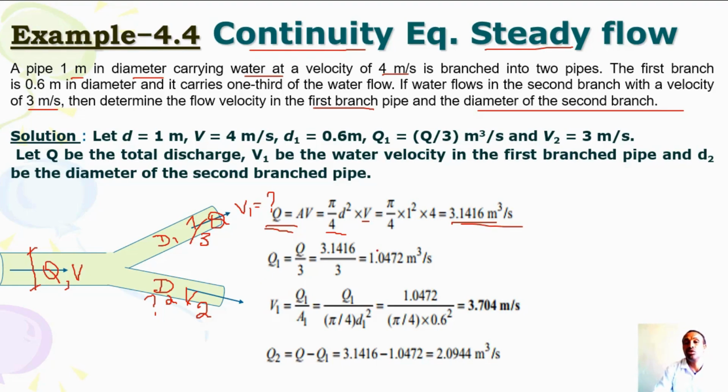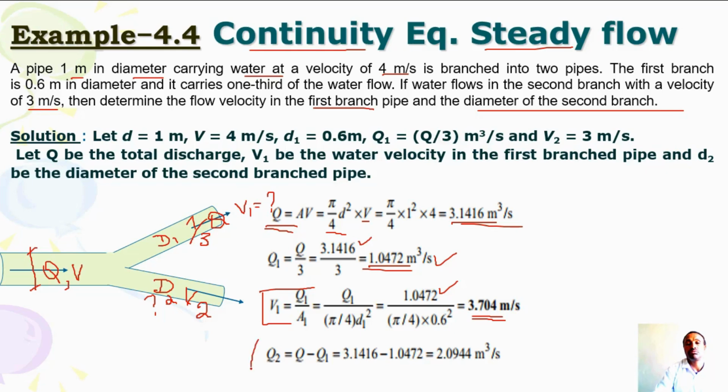Then finally, you can find Q1, which is total Q over 3. Then 1/3 of the total Q will be 1.0472 cubic meters per second. Then you can find V1 now. V1 is Q over area. From the continuity equation, you have Q1 over A1. So you simply substitute the values. Q1 is already known from the above result. You substitute here, then pi over 4 times D1 squared. So you get the V1 velocity.